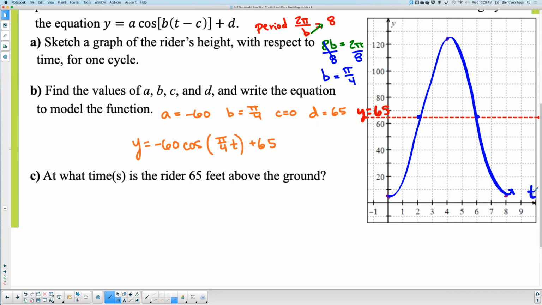At what time or times is the rider 65 feet above the ground? You already got that. 2 and 6 minutes. You know what, technically? Do you ride around the Ferris wheel more than one time? Yeah. Oh, I think you just go once and you get off. So that would be an endpoint. That's not what that would look like.